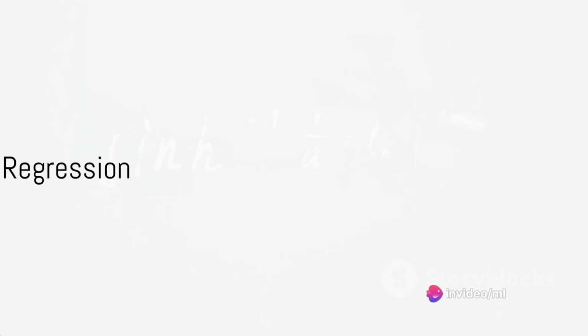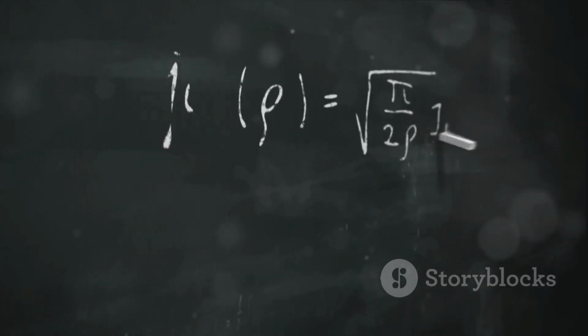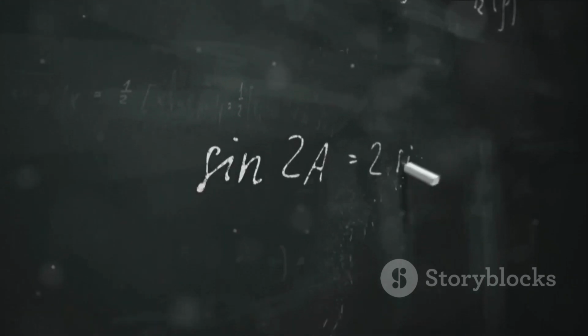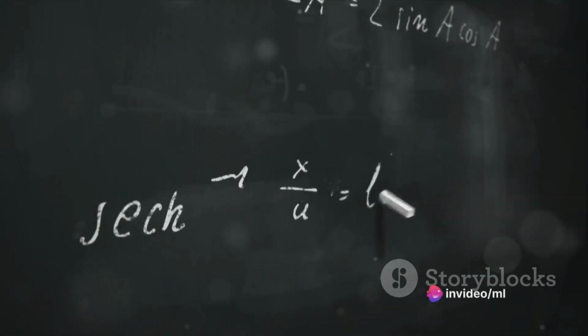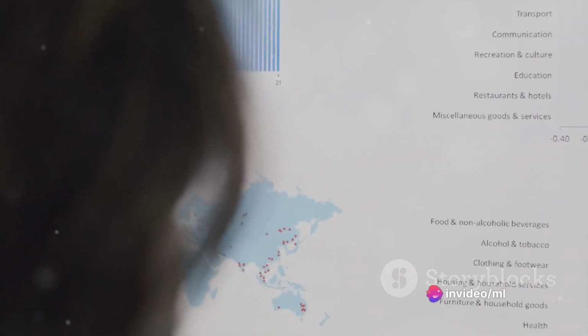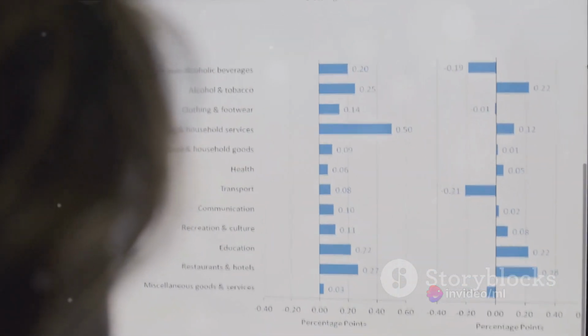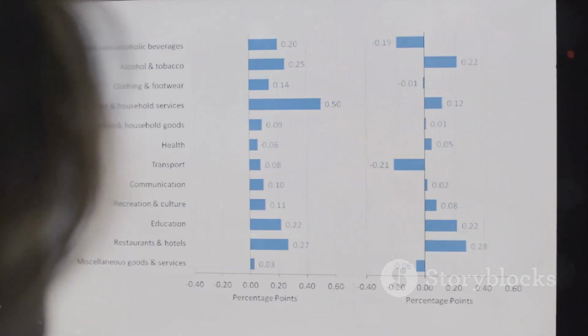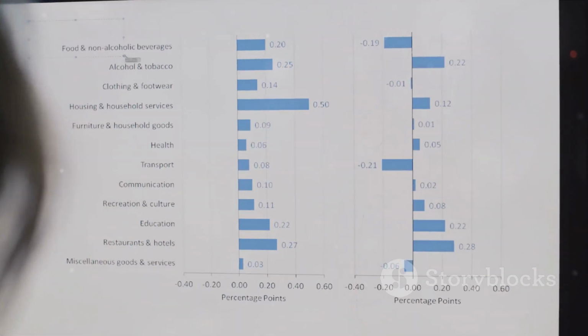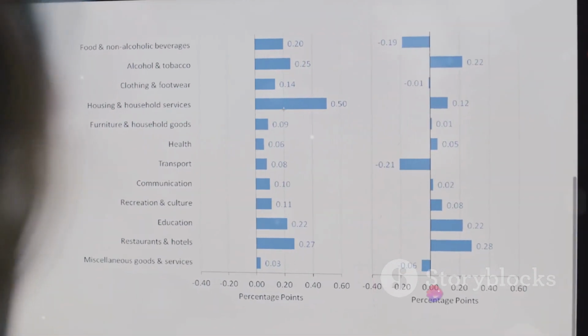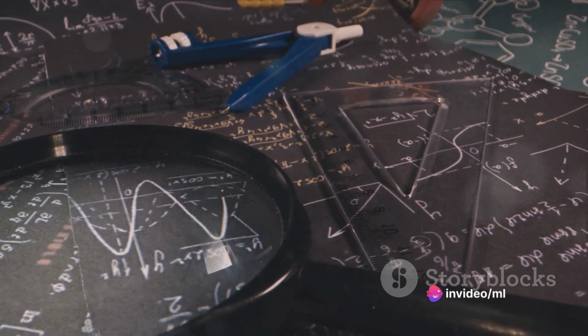But how exactly does logistic regression make these predictions? To unravel this mystery, let's first dive into the heart of logistic regression, the logistic function, often referred to as the sigmoid function. The sigmoid function is an S-shaped curve that maps any real-valued number to a value between 0 and 1. This is the secret sauce that allows logistic regression to make predictions. It's not about predicting exact outcomes, but rather probabilities.